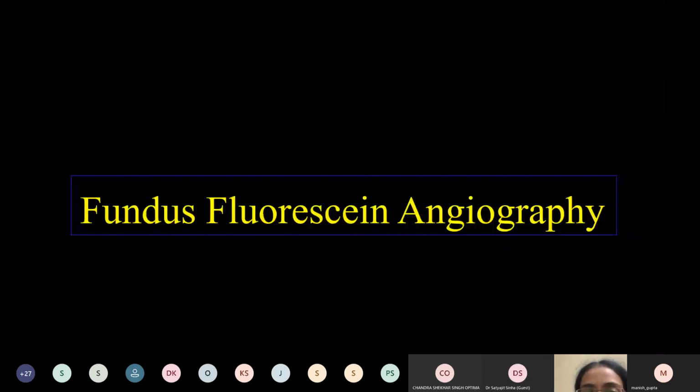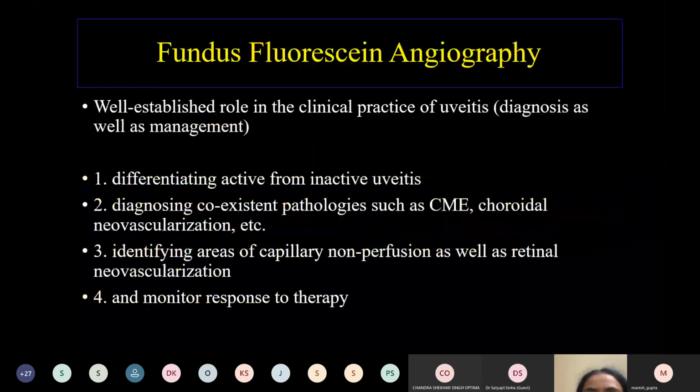Coming to fluorescein angiography. It has a very well-established role in clinical practice of uveitis, especially posterior and panuveitis, both in diagnosis as well as management. It differentiates active from inactive uveitis. It helps in diagnosing coexisting pathologies like cystoid macular edema, choroidal neovascularization, etc. It helps in identifying areas of capillary non-perfusion as well as retinal neovascularization, and helps in monitoring response to therapy.